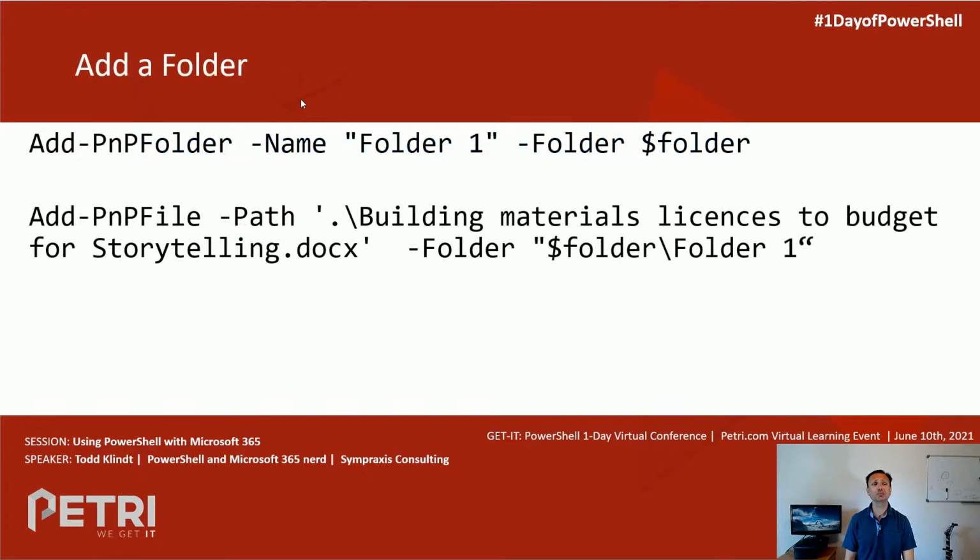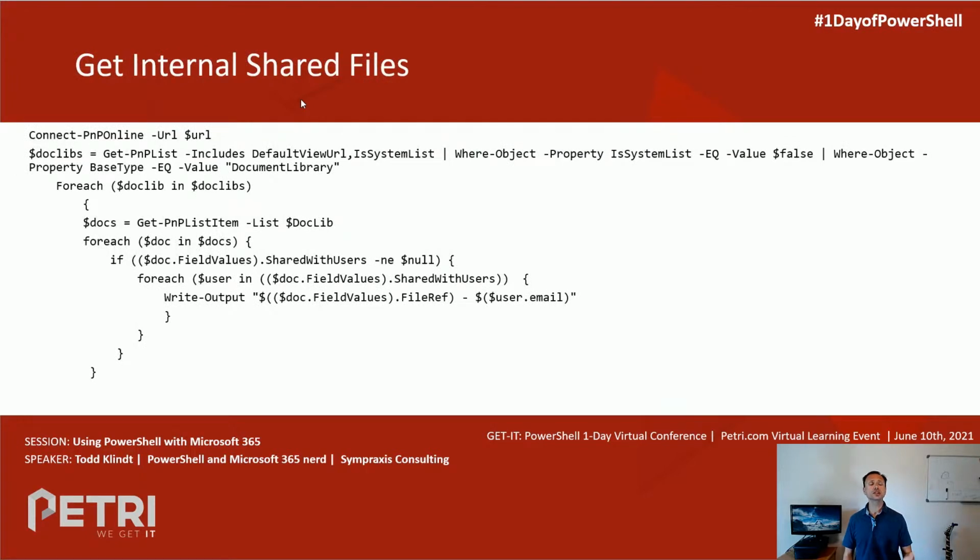What if you want to actually put it in a folder in that document library? Well, you use Add-PnPFolder because only dummies do it in the UI. You create that folder with PowerShell, and then on your folder parameter there for Add-PnPFile, you just put the folder name there. Super easy stuff.